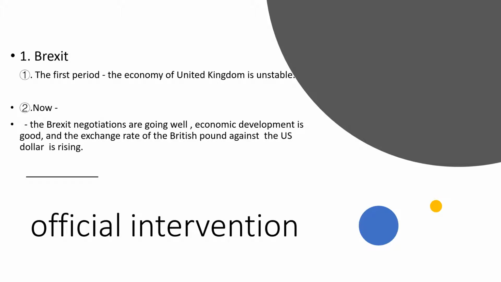Next, I will talk about the official interventions. Firstly is Brexit. At the first period of Brexit, the economy of the UK is unstable. Since the Brexit vote in the United Kingdom, the exchange rate of the British pound against the US dollar continued to fall, falling to 1.23 from 1.48 before the Brexit vote.